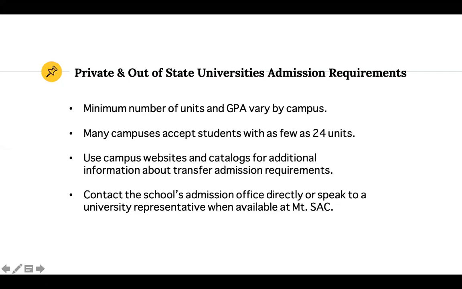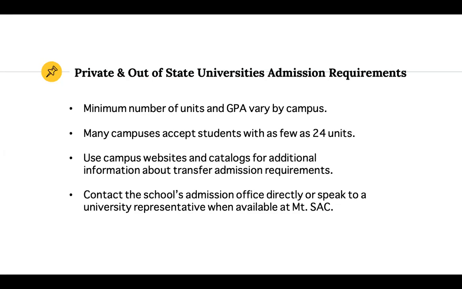Now, one set of institutions that we have not discussed yet is private and out-of-state university admissions requirements. This is because the requirements for the private and out-of-state universities do vary by campus. The minimum number of units and GPA vary by campus. So a school like USC might have different requirements than University of La Verne, or La Verne might have different requirements than Azusa Pacific University.